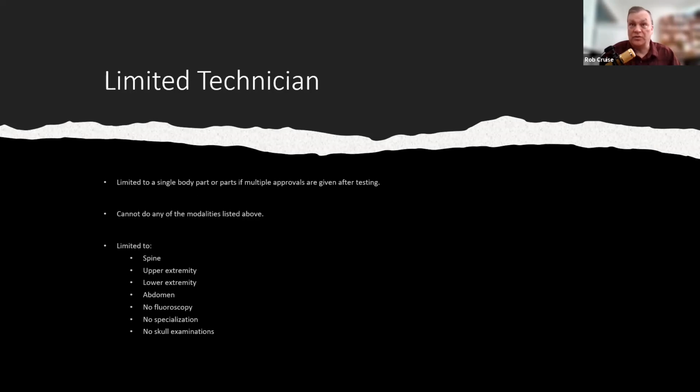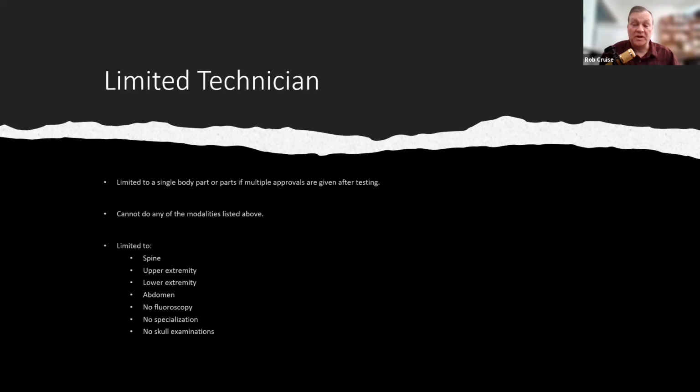You can't go through CT or MR or any of those other ones that you're required to be a full technologist with. And there's no skull work. They can't take images of the skull. So these people with the technician are good professionals and they know their body part very well.